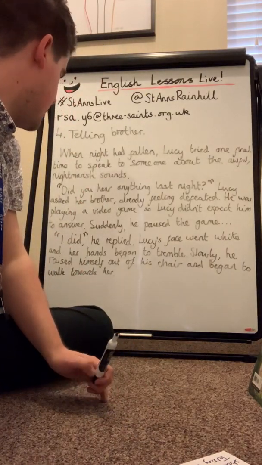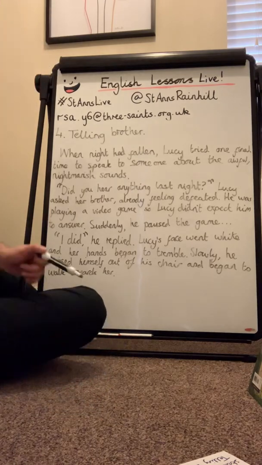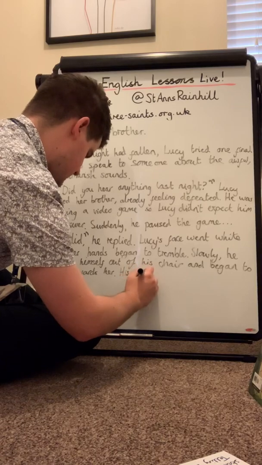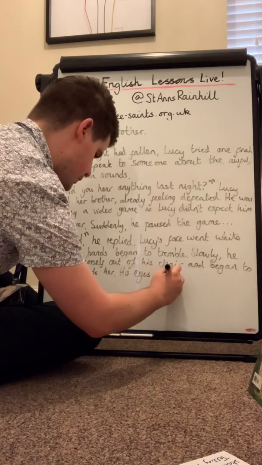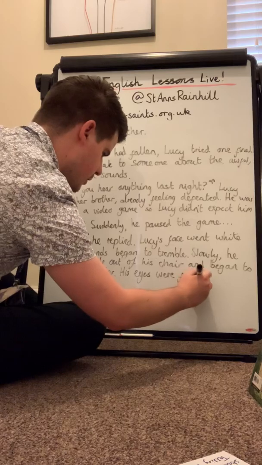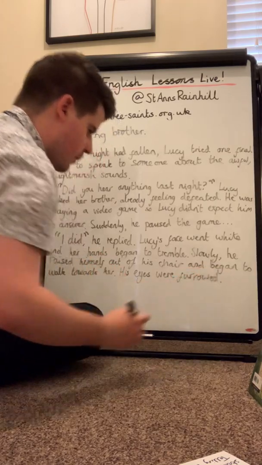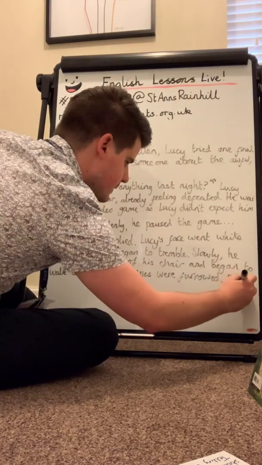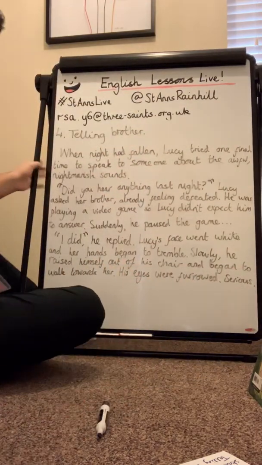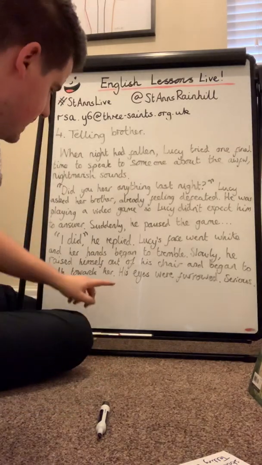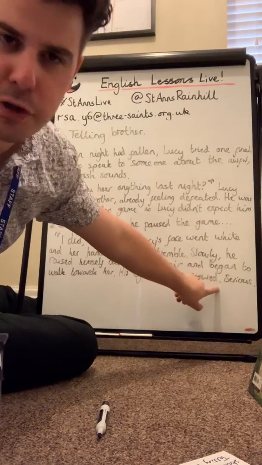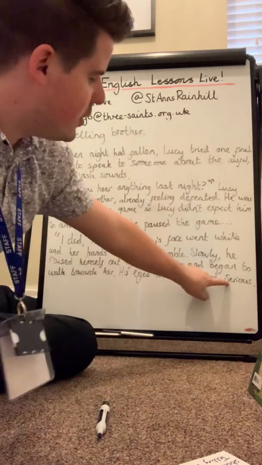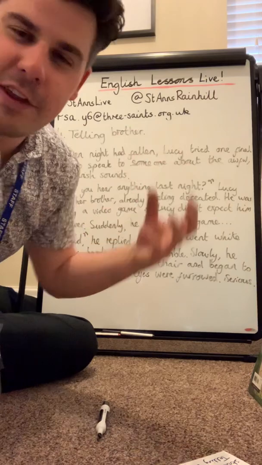Slowly he raised himself out of his chair and began to walk towards her. His eyes were furrowed. Now what I'm going to do is a little technique where I stop the sentence there and do a one word sentence. Serious. Now that's quite a complicated technique. His eyes were furrowed, full stop. Serious, full stop. So you're adding another adjective on to describe what you described in your last sentence.